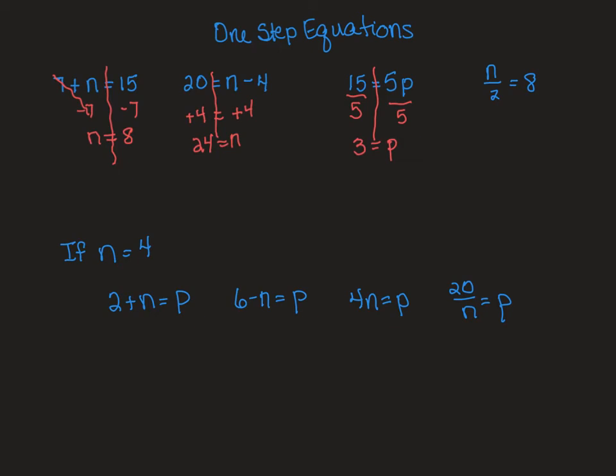Okay, now I'm going to the last one, and it's saying n divided by 2 equals 8. Well, I know that 2 is a factor and 8 is a factor. I need to find out what n is. So n is going to be something bigger than 8 because I've already divided it by 2. The opposite of dividing is multiplying. So I'm going to multiply both sides by 2.